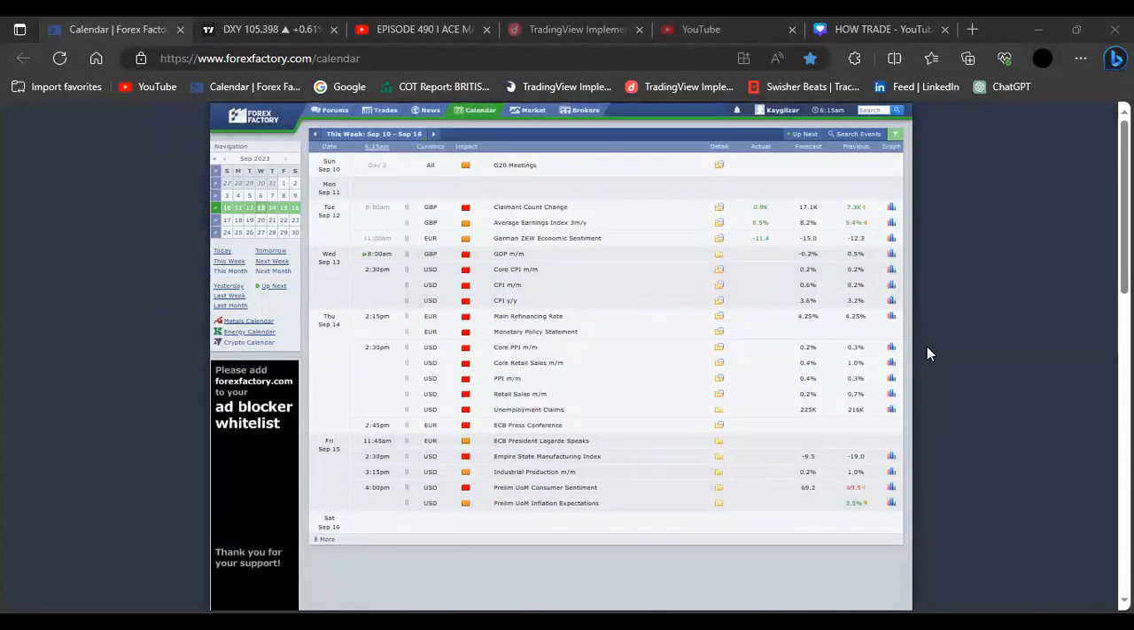And today we're just going to be doing a trade breakdown on GBPUSD, and just looking at the fundamentals, like how can we use fundamentals to our advantage, right? So basically, how can we trade fundamentals, right?